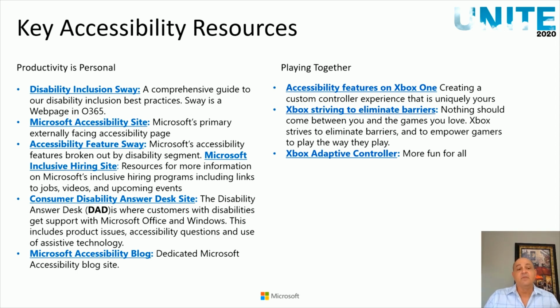The last thing is the accessibility blog. That is all the latest and greatest happenings around accessibility across the board at Microsoft. On the right-hand side, I put Playing Together. There are some great articles about accessibility features in Xbox One, how Xbox is trying to eliminate barriers, and some of the benefits and key scenarios around using the Xbox Adaptive Controller. All of these are hyperlinks so that you can go and look a little bit more in depth.